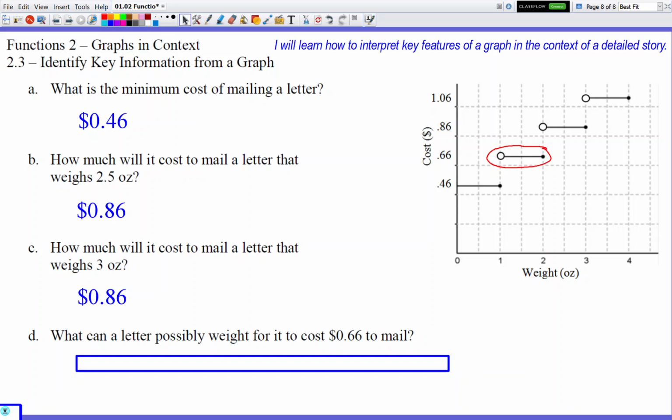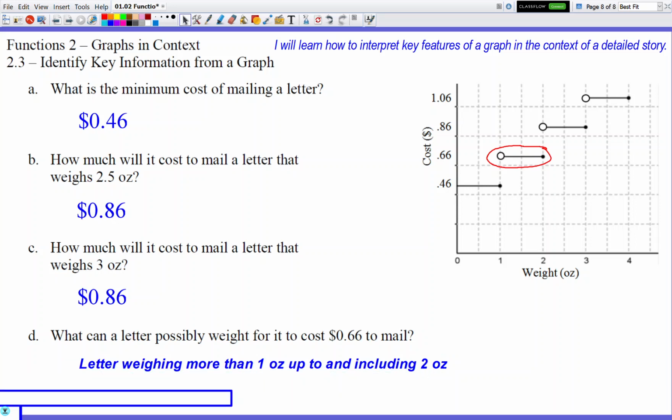So a letter that costs 66 cents is going to be for letters that weigh right above 1 ounce all the way up to and including 2 ounces. Let's see how I word my answer, because that's just me speaking out the answer, but there must be some other fancy way to write the real answer. Well, I guess it's just speaking out the answer also. So a letter weighing more than 1 ounce up to and including 2 ounces. Let me actually write the answer with inequalities in mind.